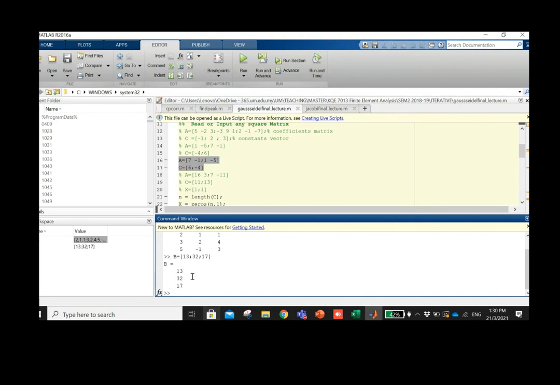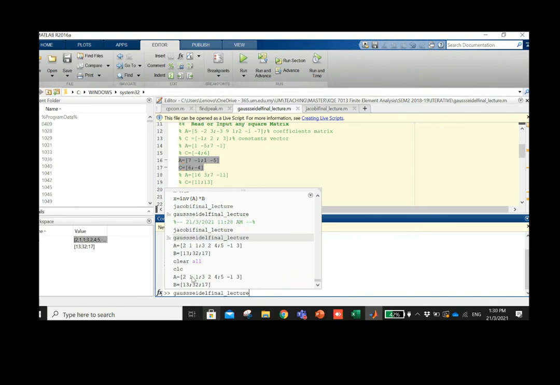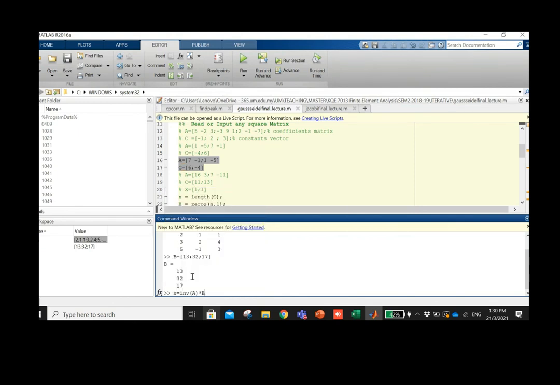Okay, now I want to find my X, right? So what I do is, you still remember our X is equal to A inverse multiplied with B, right? So of course, we can do code like this: X equals inverse A multiplied with B matrix. If you do this, then you get your x1, x2, x3 equals 2, 5, and 4, right?